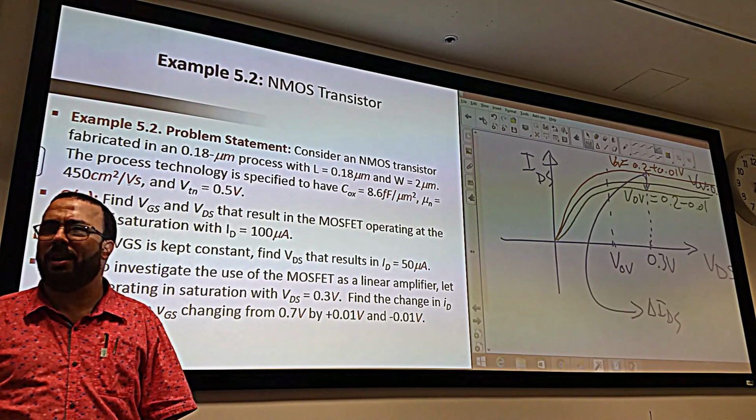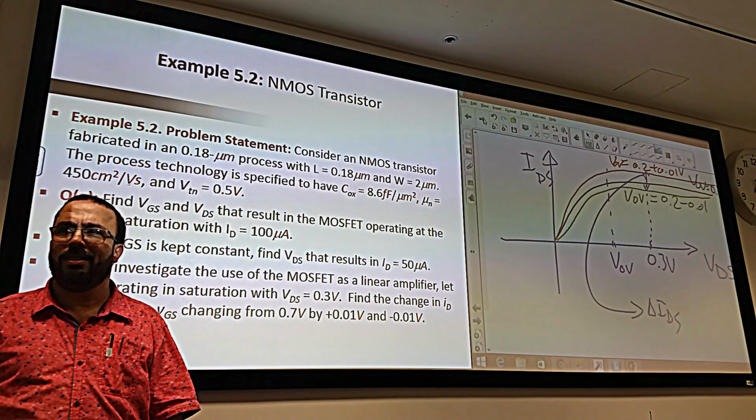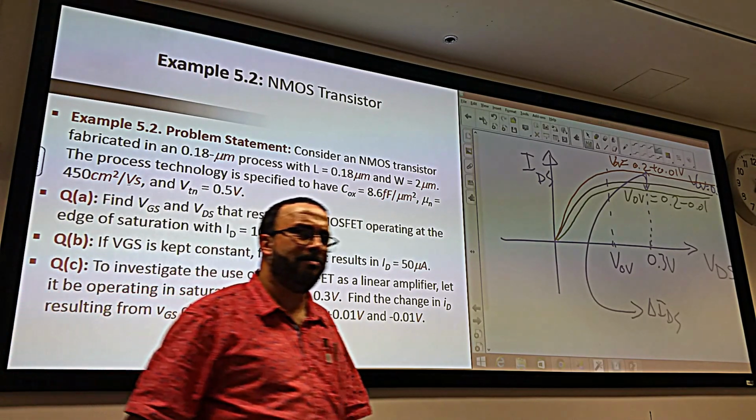I see some people are using the other course to solve the problems in this course. So any idea how to find delta ID?